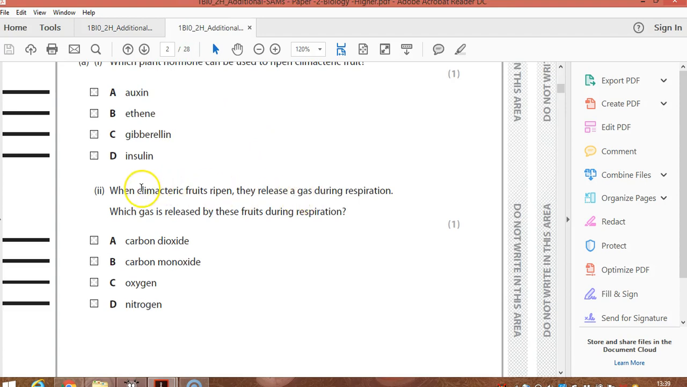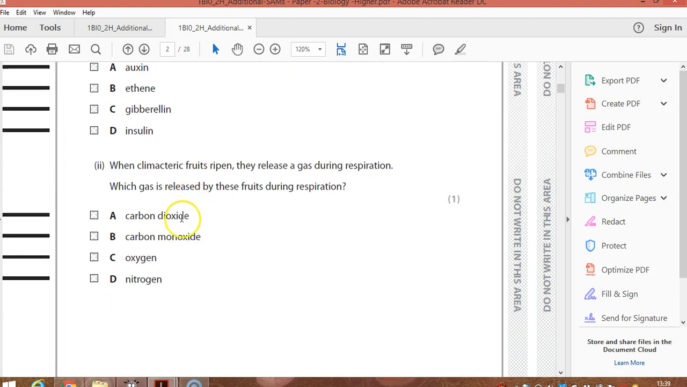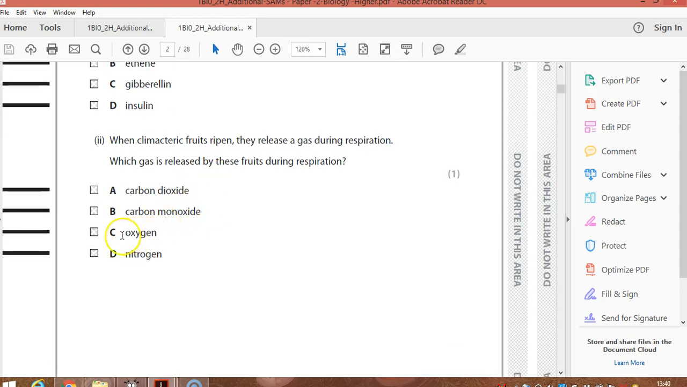Okay, so these two questions talk about climacteric fruits. You may not have heard of them, but it doesn't matter because they relate to something you have done. So the trick here is to look past this new information and find the information that you can relate to. So this is to do with hormones being released, and this is to do with respiration. Anything releases carbon dioxide during respiration. I expect the most commonly chosen wrong answer is oxygen, because plants do release oxygen, but that's because of photosynthesis.